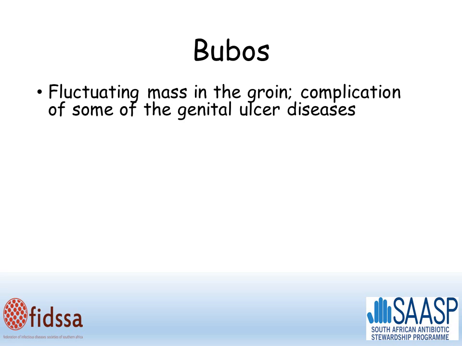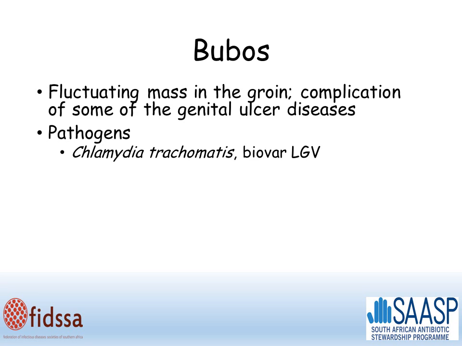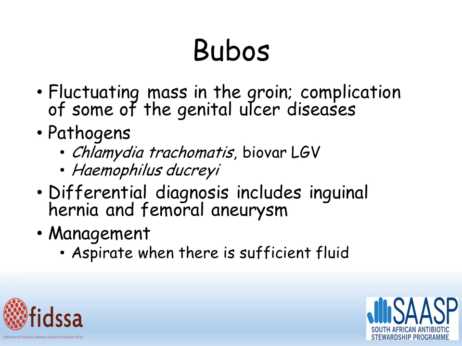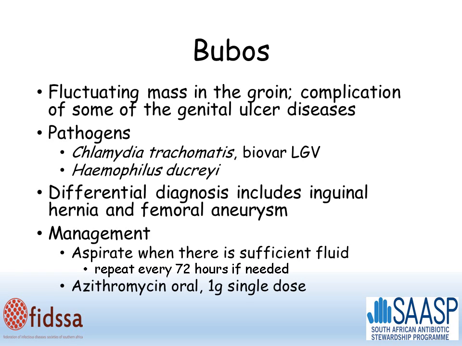Buboes are a fluctuant mass in the groin and are a complication of some of the genital ulcer diseases. The pathogens are Chlamydia trachomatis and LGV, Haemophilus ducreyi, and the differential diagnosis includes an inguinal hernia and a femoral aneurysm. The management is to aspirate when there's sufficient fluid and repeat every 72 hours if needed, and give azithromycin as a single dose.